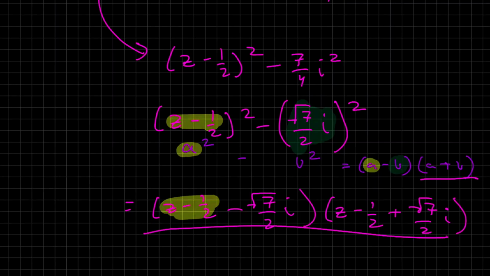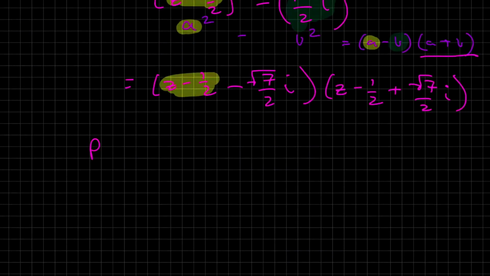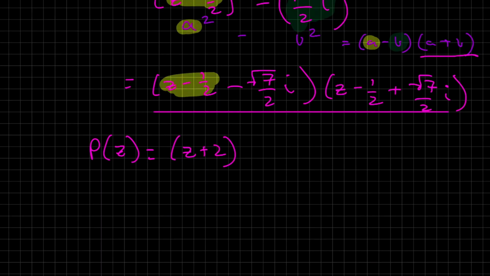Okay, so this is our factorized quadratic. So rewriting p of z, our first factor was z plus 2. And now we can write our factorized quadratic here, which is z minus a half minus square root of 7 over 2i times z minus a half plus square root of 7 over 2i.